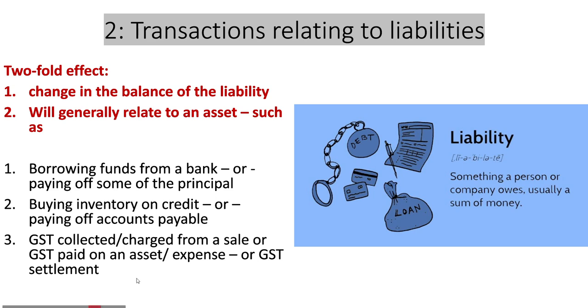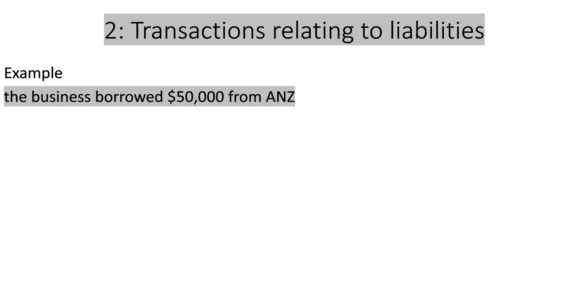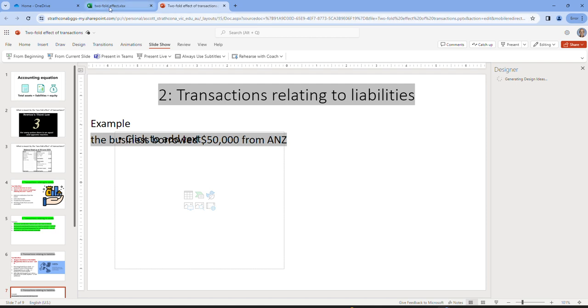If we're buying inventory on credit, that's going to increase our accounts payable balance, or if we're settling that debt, that will reduce it. And there's obviously some GST effects of various transactions, which I've just dealt with before. So I'm just going to do one example for this one. The business has borrowed $50,000 from ANZ. So back to our spreadsheet.